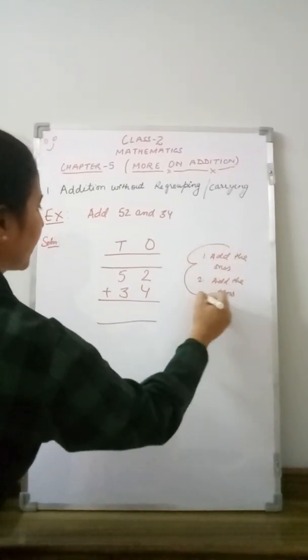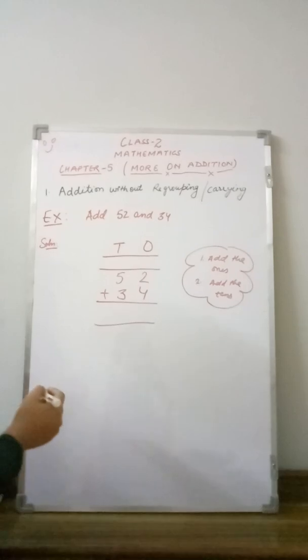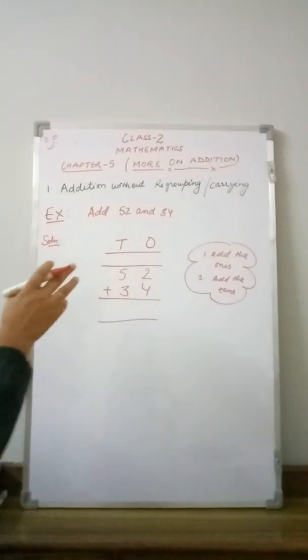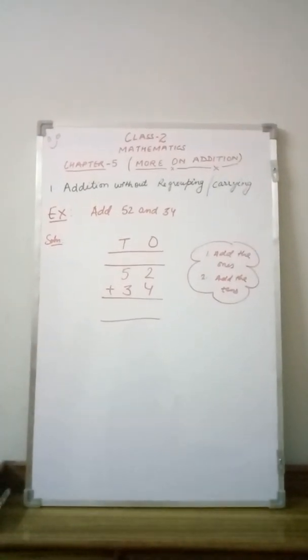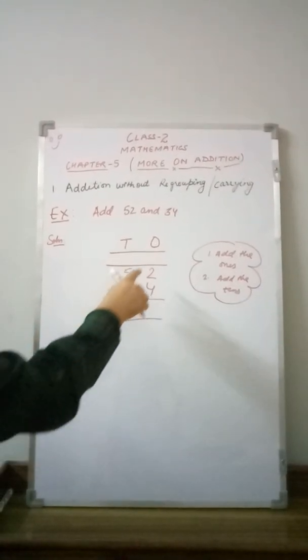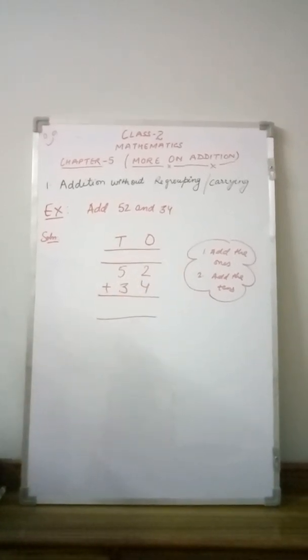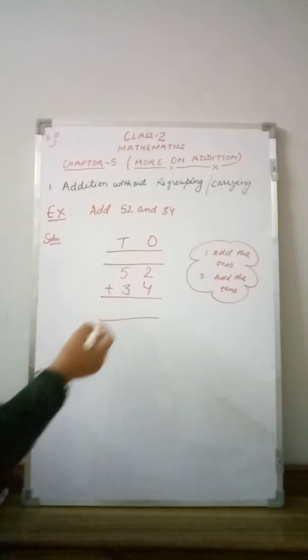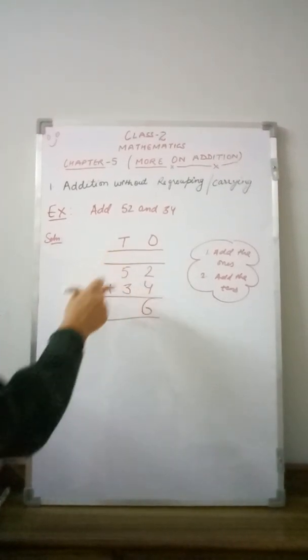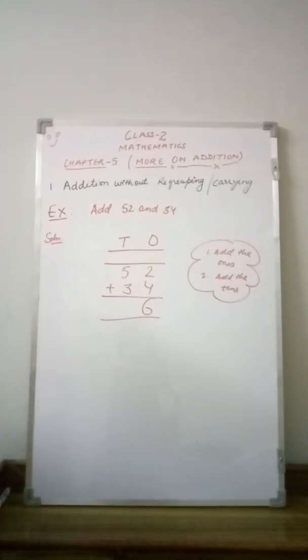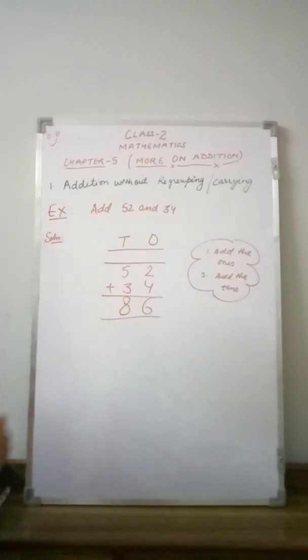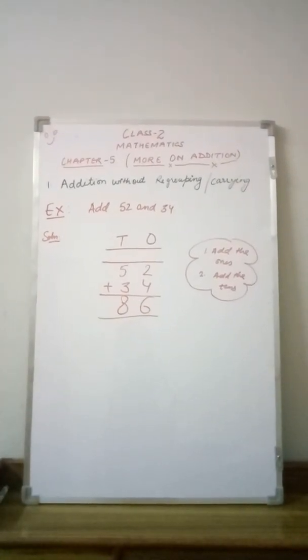If it is a 3-digit number, then you can add the hundreds also, but here only 2-digit numbers are there. So let's start with the ones place. Always start with the ones place, whether you are doing addition or subtraction or any other operation. Always we have to start from the ones place. So 2 plus 4 you can already do without counting on fingers also. So 2 plus 4 is 6. Now come to the tens place, 5 plus 3, and this is 80. So 86 is the sum of the numbers.